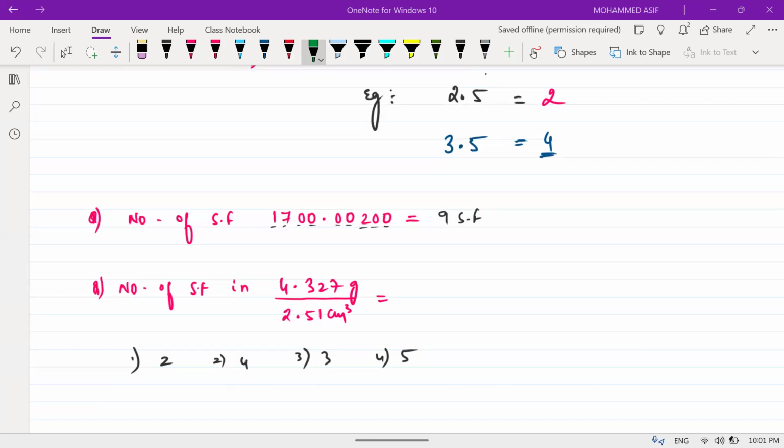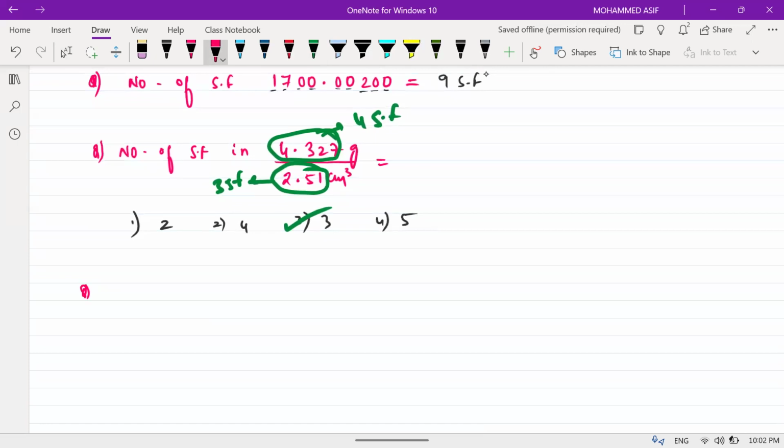3. 3 because it is division. In division, how many significant figures are there in the upper one? 4 significant figures. And in the lower one? 3 significant figures. I told you just now that in division and multiplication, the one which has the least significant figures, the answer should also be in that many. So its answer will have how many significant figures? 3. Am I clear?